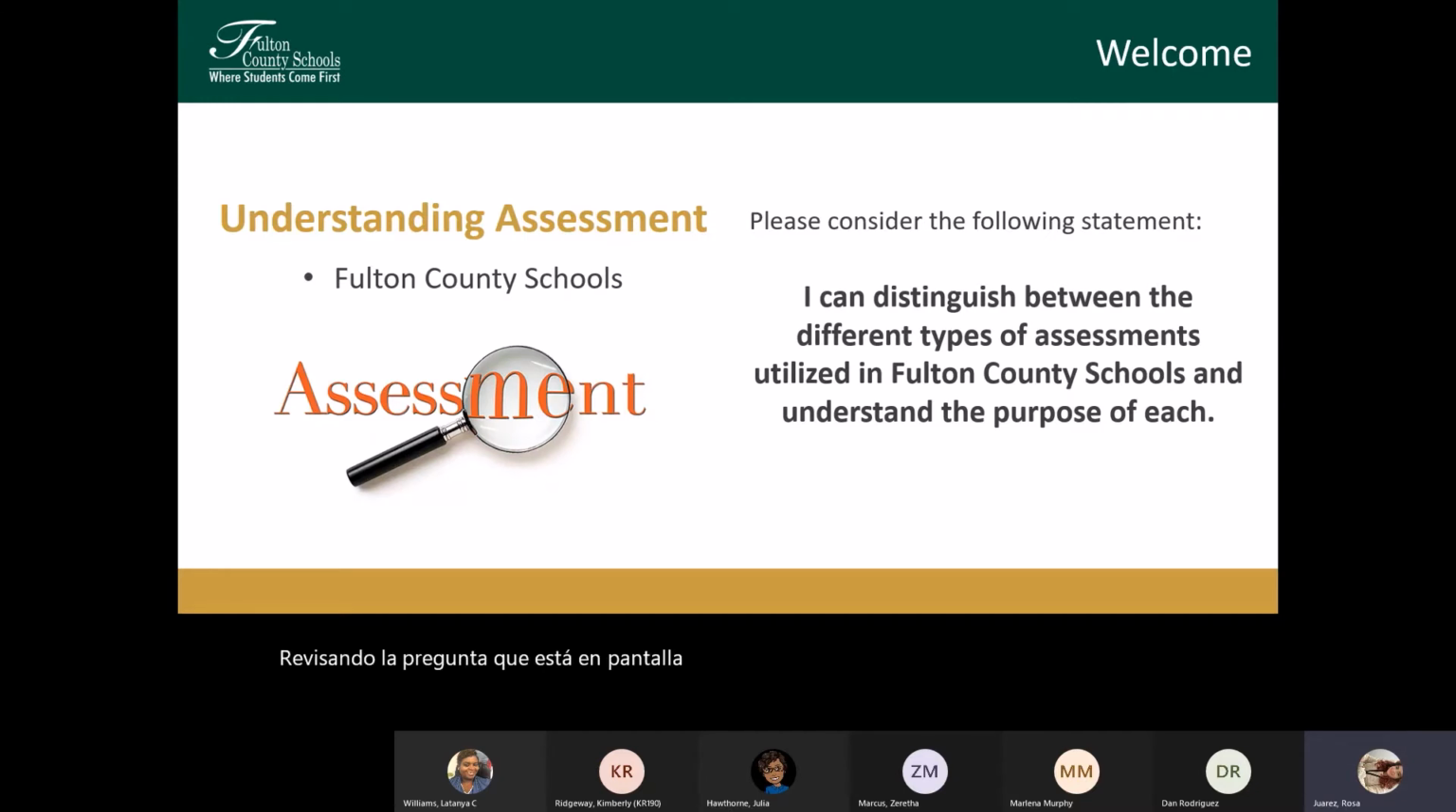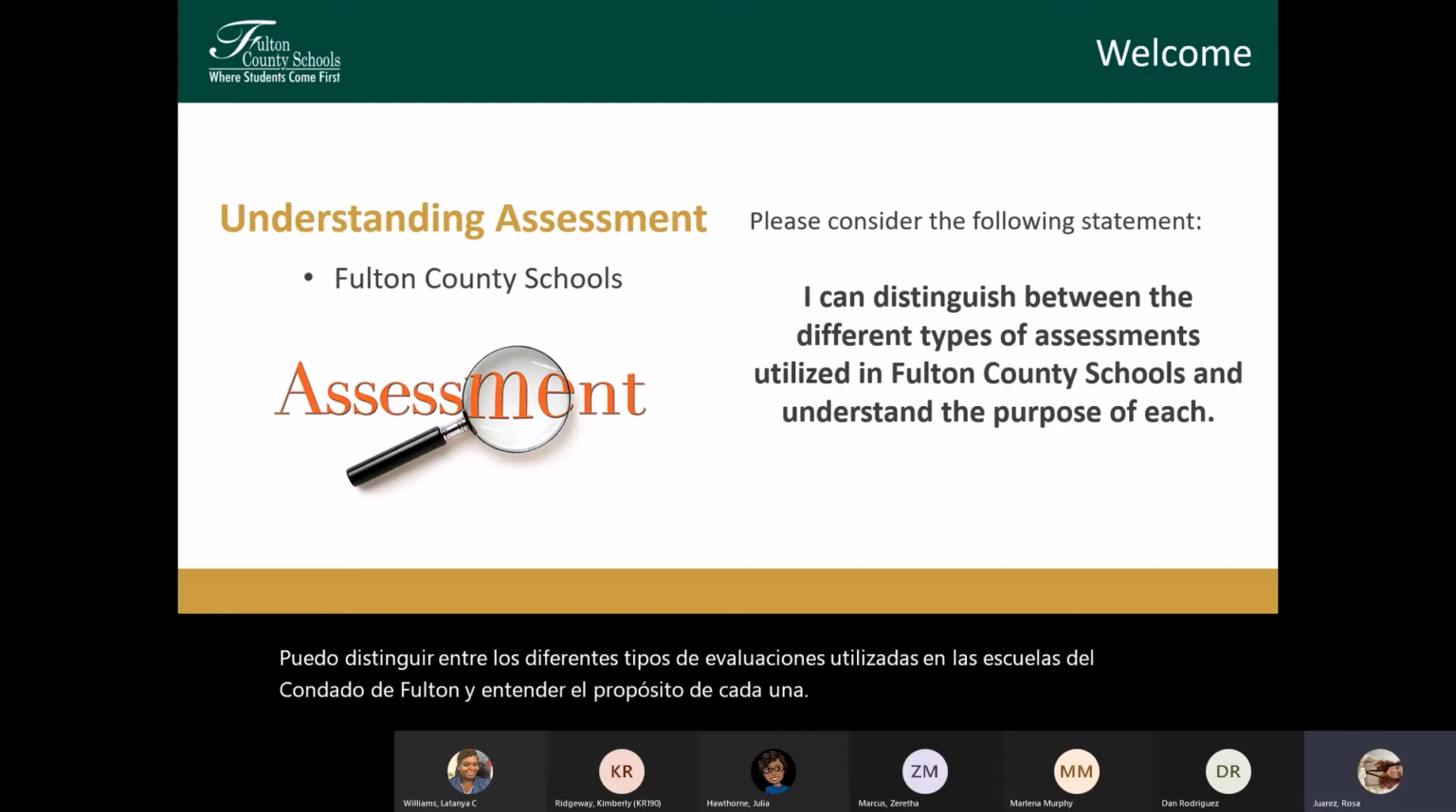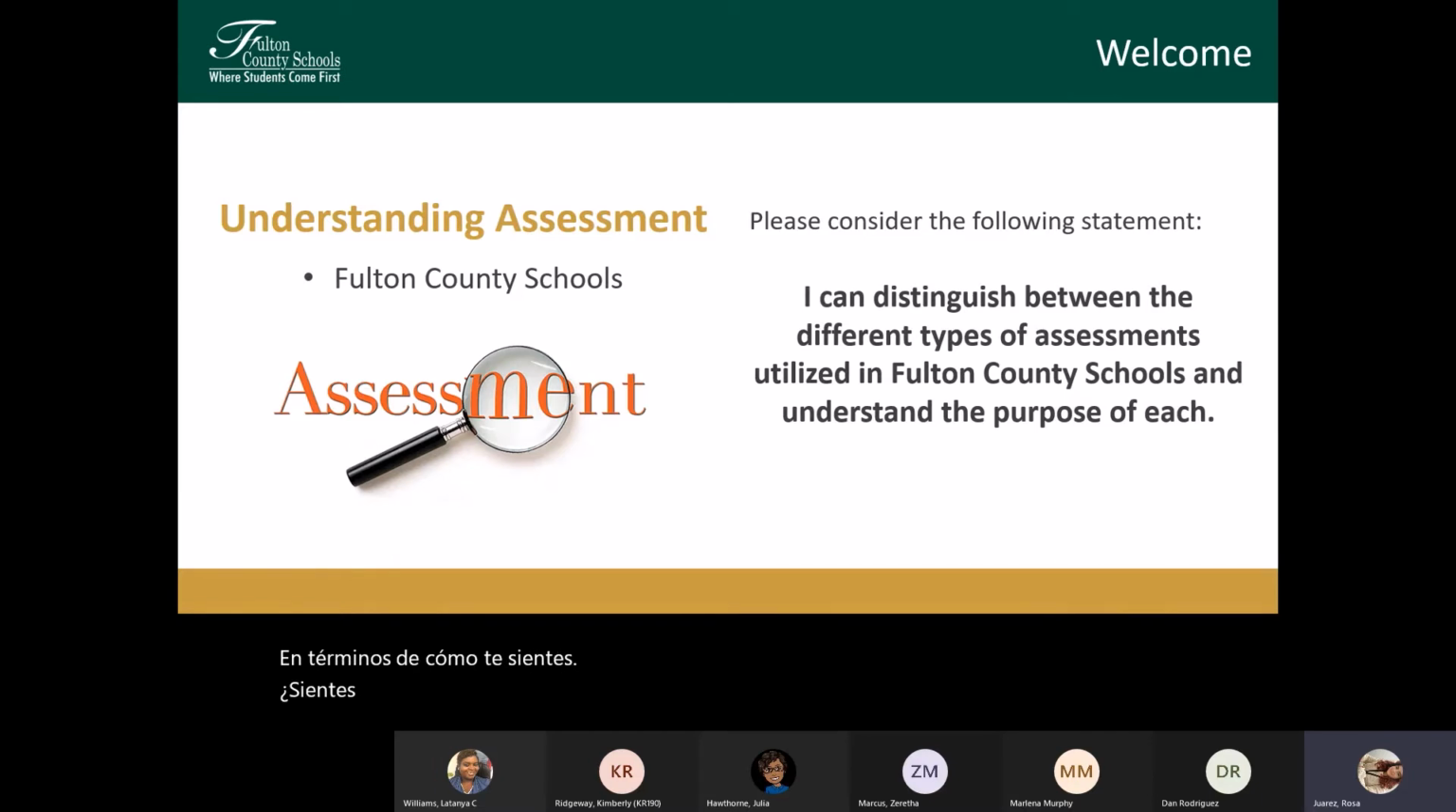It says, I can distinguish between the different types of assessments utilized in Fulton County schools and understand the purpose of each. So with this statement, I essentially want you to analyze and check in to see where you are in terms of how you feel. Do you feel like you would say not at all, very little, somewhat, or to a great extent?